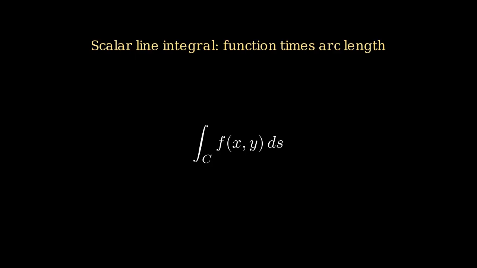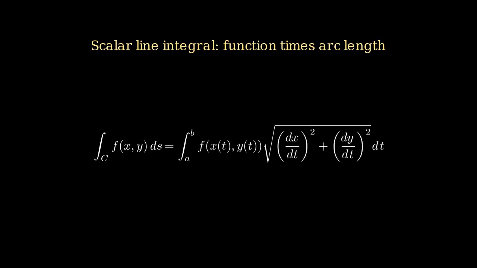written ds. In symbols, this is the integral over C of f(x, y) ds equals the integral from a to b of f(x(t), y(t)) times the square root of (dx/dt) squared plus (dy/dt) squared, dt.